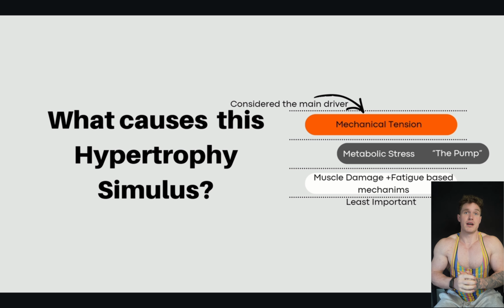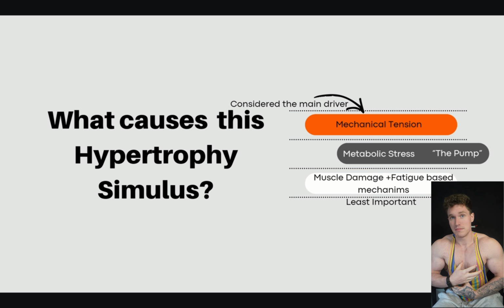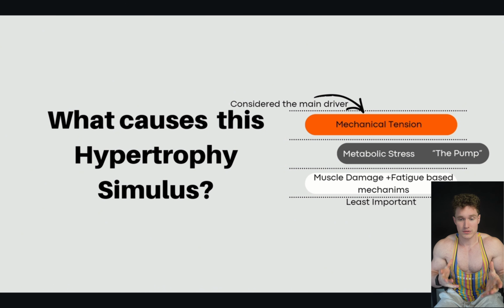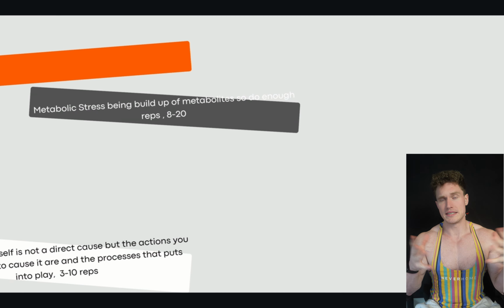Other things that can possibly occur to cause this as well is the metabolic stress or the pump, so pushing blood into the muscle and generating lactic acid and things of that nature, as well as muscle damage and fatigue-based mechanisms like calcium buildup and just actual causing damage to the tissue, even though it has been proven to not in itself cause hypertrophy. The things that we do to get there may actually. So it's not completely understood. So we want to make sure that we don't leave these things out just because we think we've found it through science, but we also do want to follow the science and make sure that we are doing largely what we know works for sure. So not wasting any time.